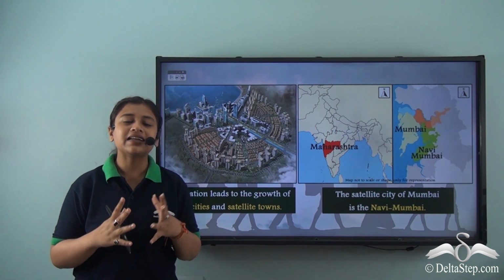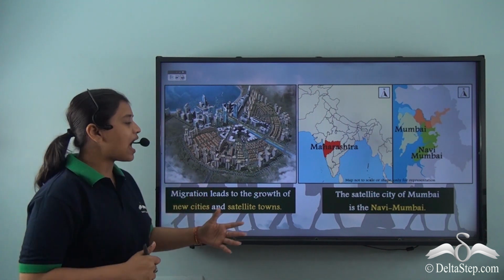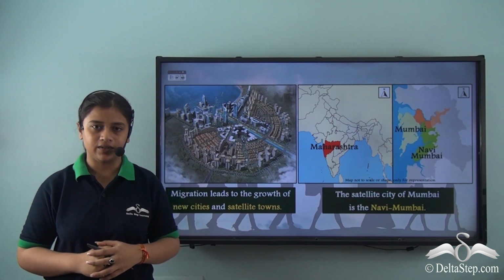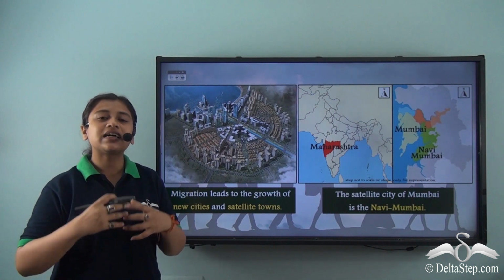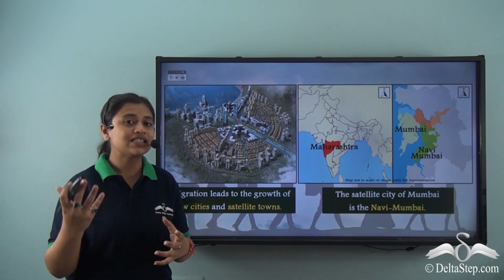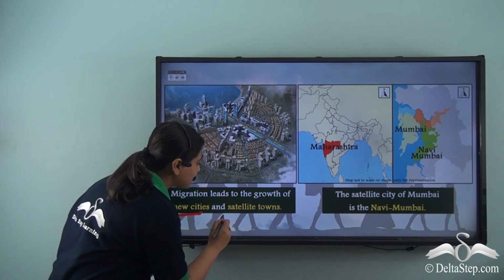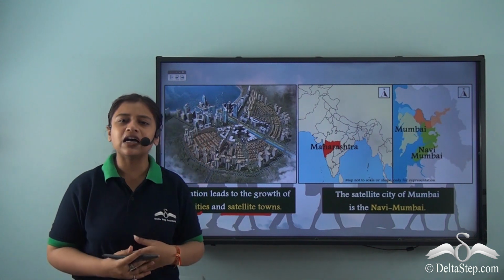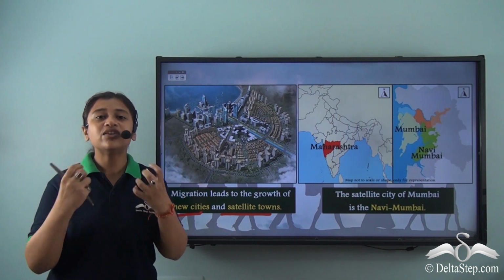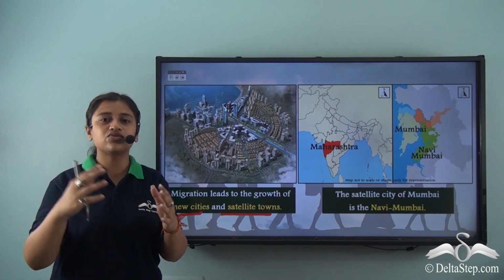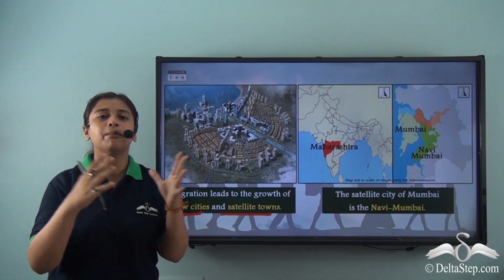So just to cite a general example, we have a very important point here. The first point here says that migration leads to the creation of new cities and satellite towns. Now you may ask, what is a satellite town? Well, satellite towns are new cities that are adjacent to the main huge or major city.